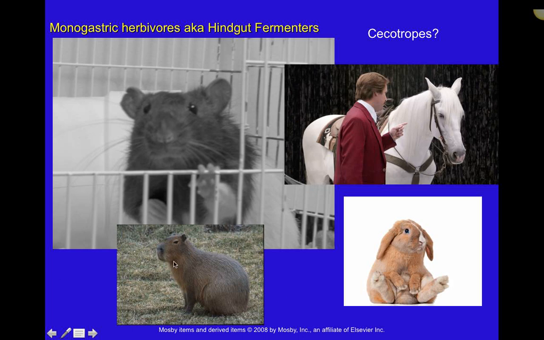And also capybara, which is a giant rodent, an aquatic rodent. But these are all examples of hindgut fermenters. Now I have this term up in the right corner, cecotropes. Cecotropes or cecotrophs, with a PH at the end.